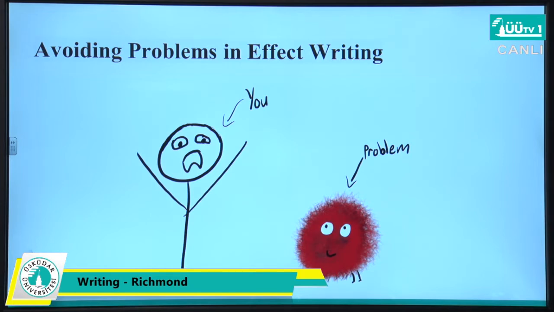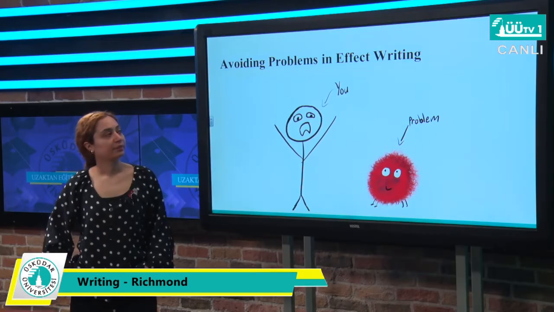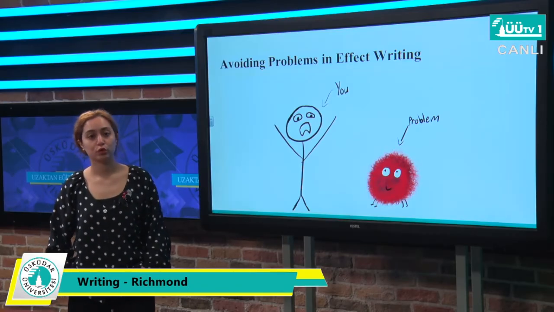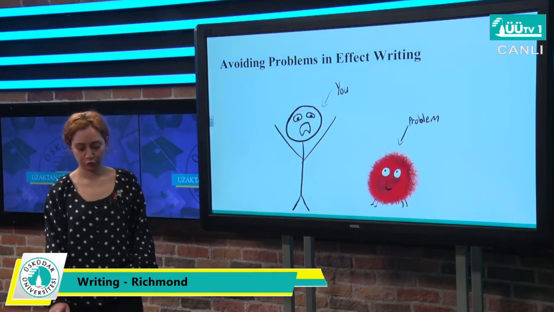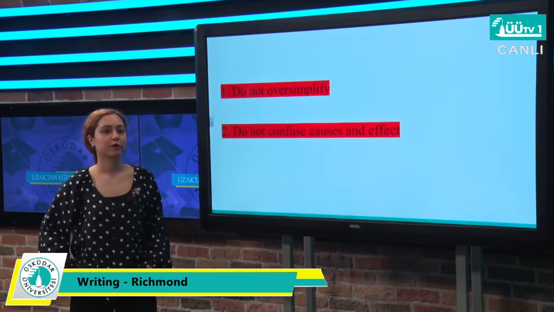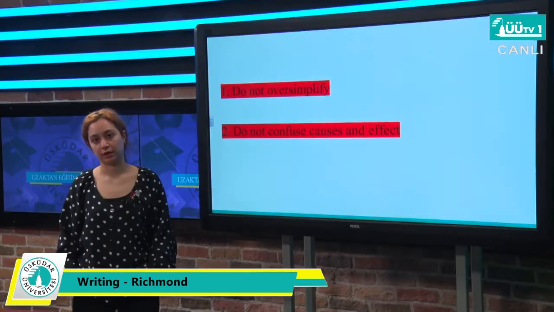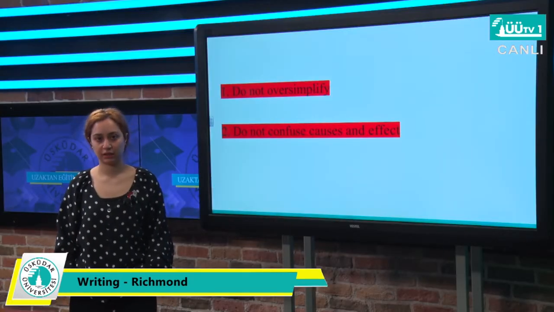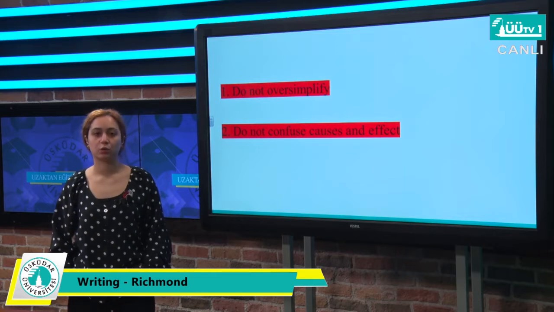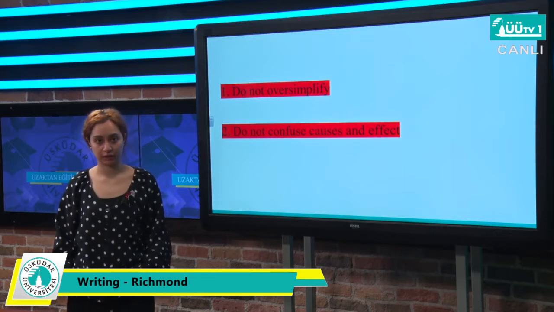So, in effect writing, there are some problems that we need to avoid at all costs. They are very simple, but these are the problems that most students unfortunately make. Let's see them. The first problem is oversimplifying. When writing an effect paragraph, please do not oversimplify. Please be specific. Specifically write the effects of the topic.